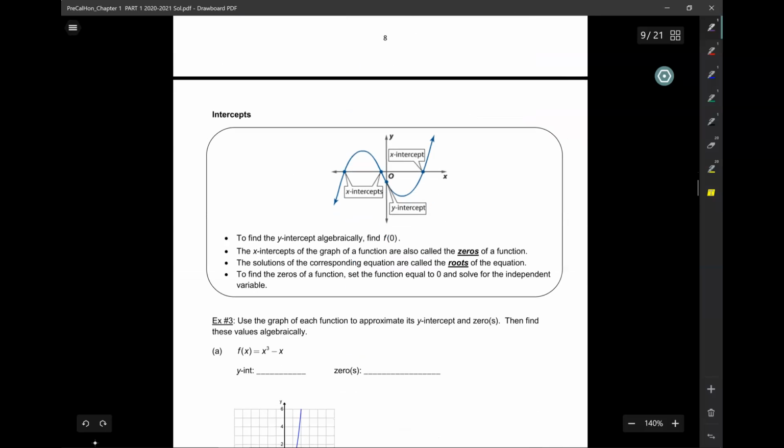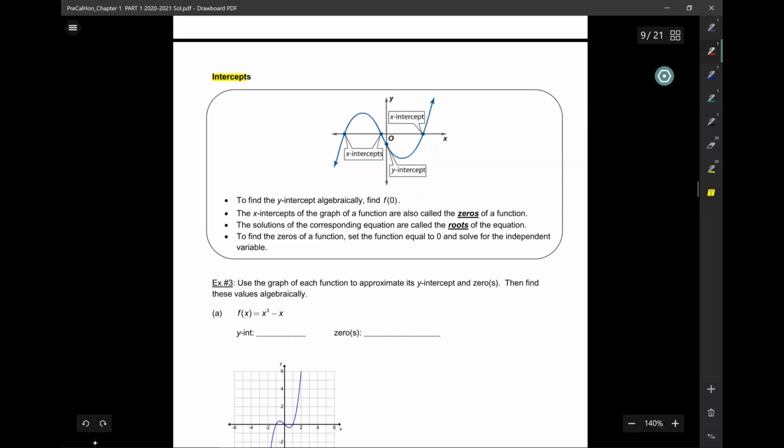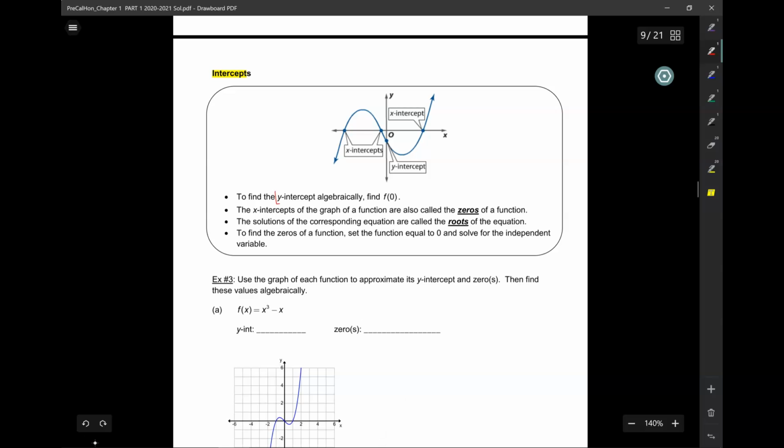Okay, let's talk about intercepts. Intercepts are where the graph hits the x or the y-axis. It's more straightforward to talk about the y-intercept, so let's start with that one. The y-intercept is the point where the graph intercepts or hits the y-axis. To find the y-intercept, we find f of 0. So just plug 0 into all of the x's.